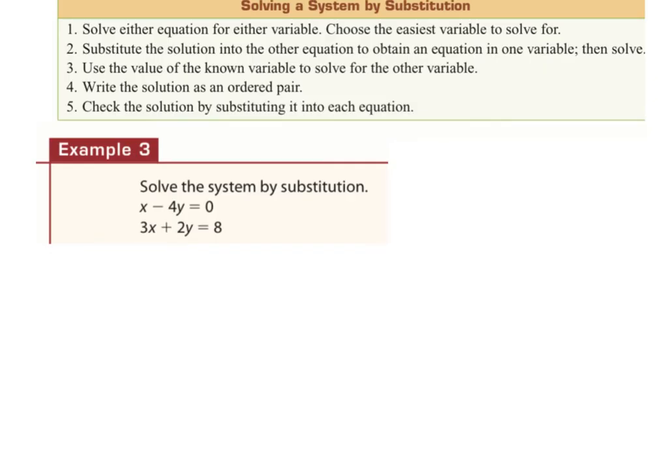Solve either equation for either variable. Choose the easiest variable to solve for. Substitute the solution into the other equation to obtain an equation in one variable, and then solve. Solve that new equation. Use the value of your new variable that you just solved for to solve for the other variable, and then write your solution as an ordered pair. For all of these, you can check them by plugging them back in. You want to plug them back into both equations and make sure you get a true statement. And we're going to do that on this example.